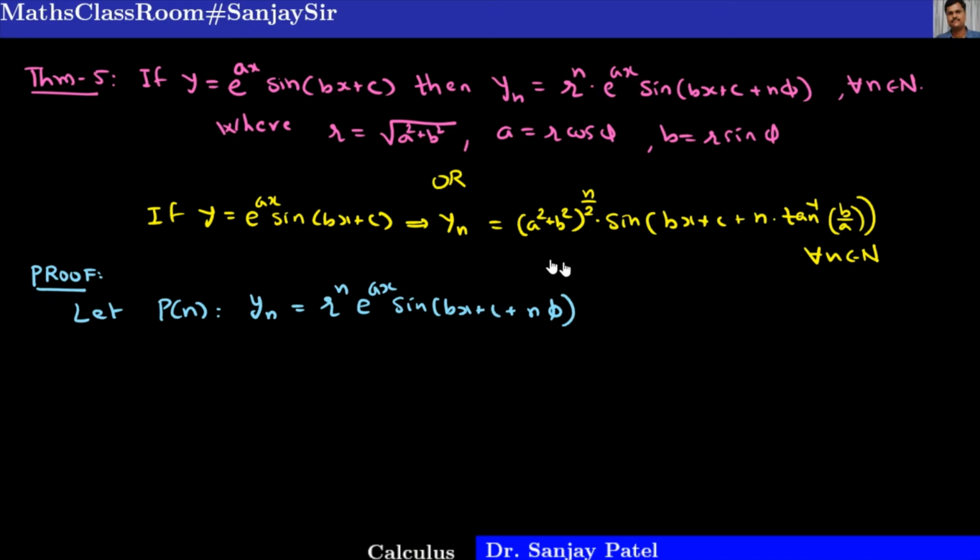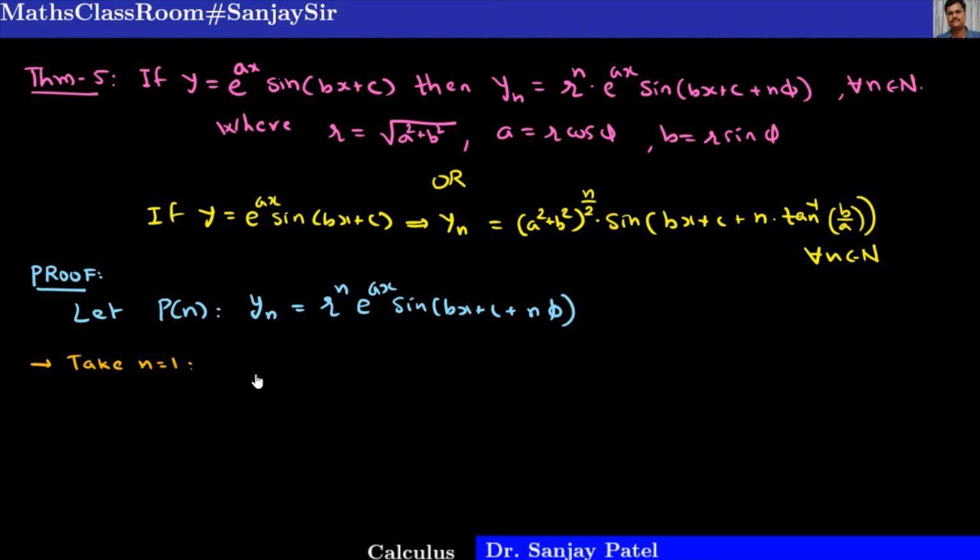Okay, suppose this is asked, then you can first take r is equal to a square plus b square raised to 1 by 2 and take phi is equal to tan inverse of b upon a. Now the first step here is we have to show that P1 is true. So consider n equal to 1. Let us take n is equal to 1 here, and n equal to 1 means we have to find y1.